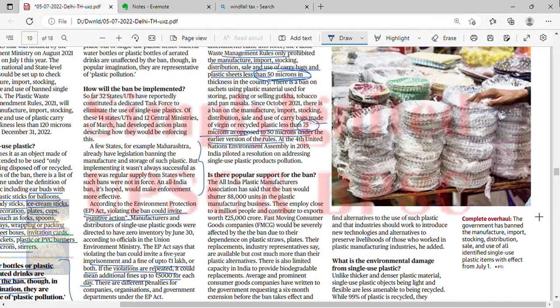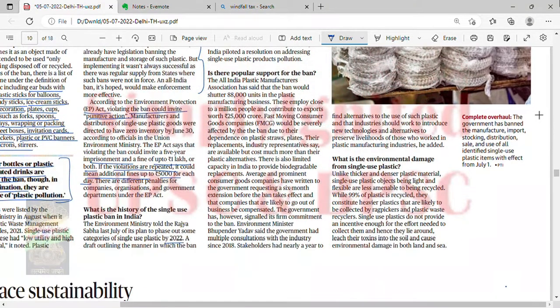Is there popular support for the ban? The All India Plastic Manufacturers Association said that the ban would affect the economy, obviously, and fast moving consumer goods companies, FMCG, would be severely affected. Replacement industries are obviously missing. There is limited capacity in India to provide biodegradable replacement. Obviously this is true, and they have requested the government for a 6-month extension before it takes effect. No, ban it. Some measures will come up to compensate for it.